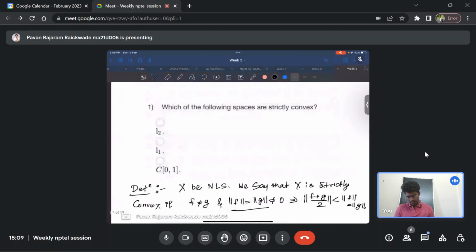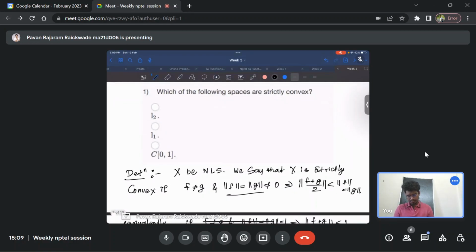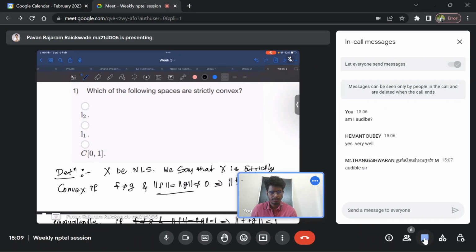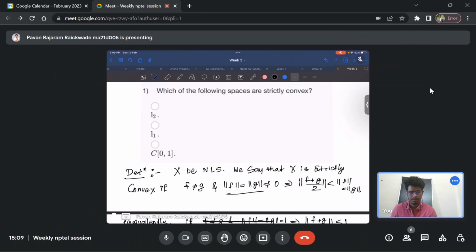So here we want to check which of these spaces are strictly convex. What about the first one, L2? Anyone have any idea? Anyone can respond. This is more a discussion session than a tutorial, so we can discuss new ideas.